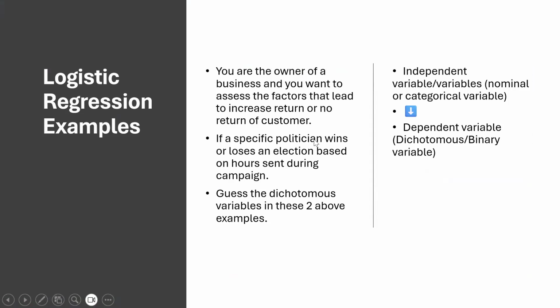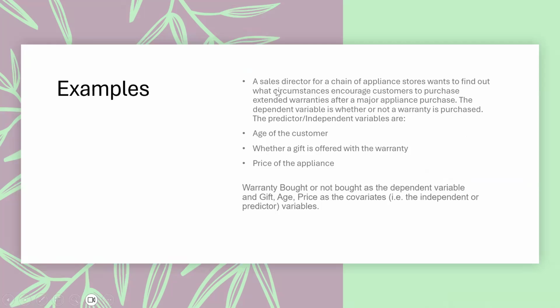Okay. So, is the customer returning or not? Yes, no. So, that's the dependent variable. Okay. It's two groups. Another example: if a specific politician wins or loses, depending on hours spent during the campaign. So, hours spent, that is quantitative, and win and loss, that is the dependent variable, and it is having two groups. Okay. Let's move on to another example.